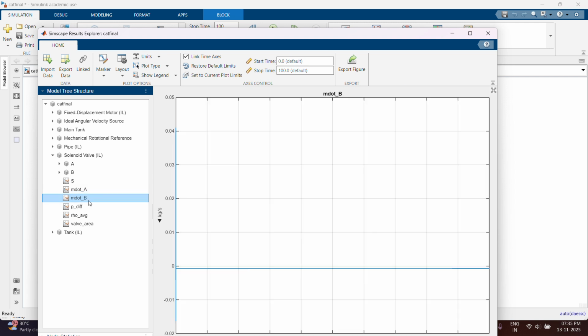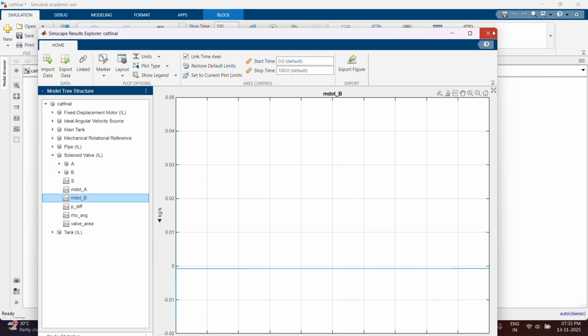And then when we go for m dot B, the line shifts to the negative portion of the graph, and it is linear too because there is no turbulence in the fluid. So it is horizontal. And as said before, the flow at the outlet is negative.